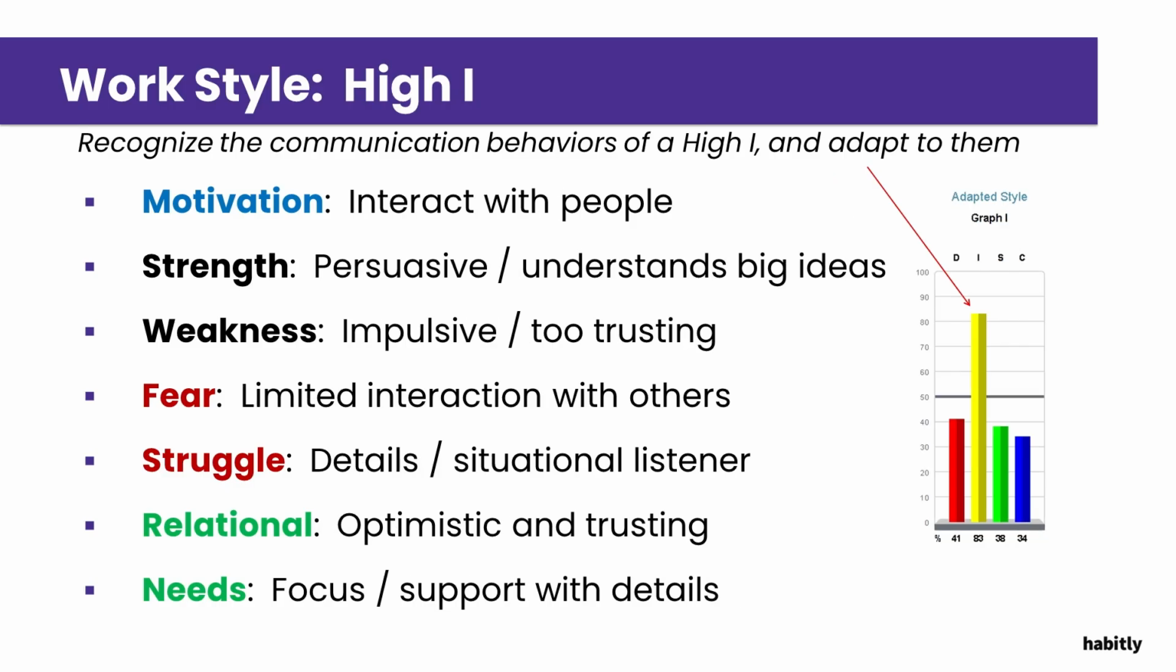The high I, influencing, the motivation there is interacting with other people. Remember, this is an extrovert. The strength is they can be very verbally persuasive and they understand big ideas. Their weakness is they can be impulsive and too trusting. The fear is limited interaction with others. They really get energy from being with other people. The struggle is details, and they can be a situational listener.